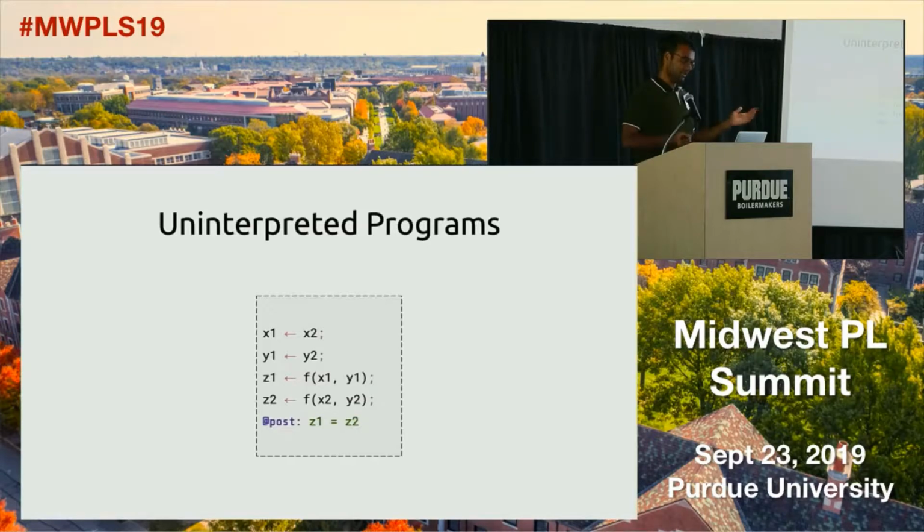Okay, so here is an example. It's a straight line program for the sake of simplicity. So you assign x2 to x1, then you assign y2 to y1, and then you compute z1 to be f of x1 y1 and z2 to be f of x2 y2. And at the end, you want to assert whether z1 is equal to z2. So in order to reason about the correctness of this program, what you really need to understand is that simple reasoning about equalities is enough, and you don't need some more complicated properties about the functions. So these functions can be arbitrary, and still the postcondition holds. So that is why it's an uninterpreted program.